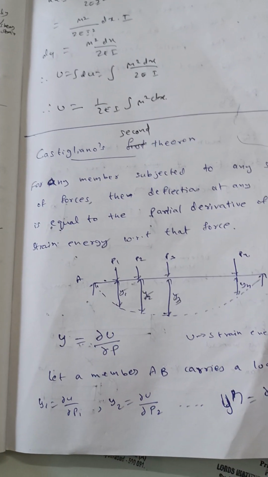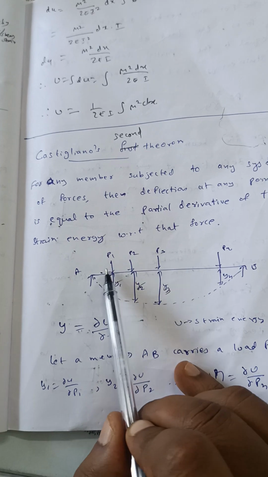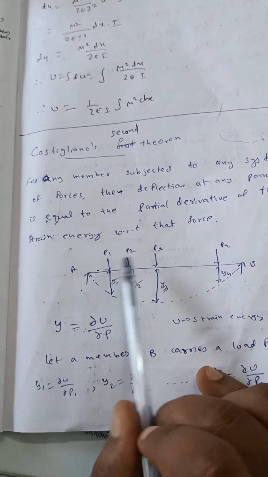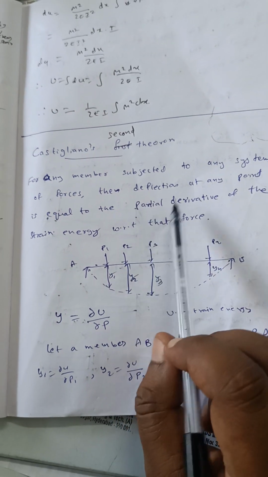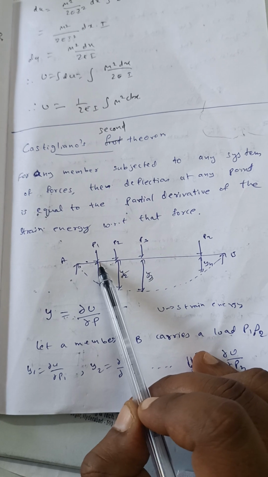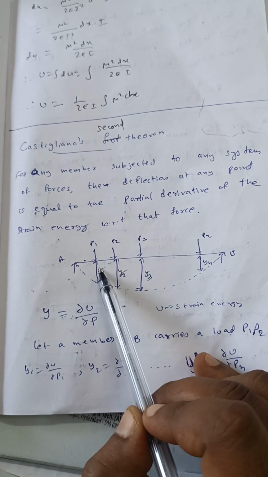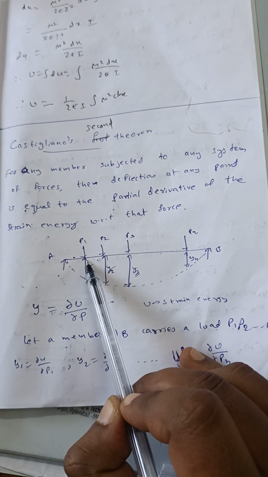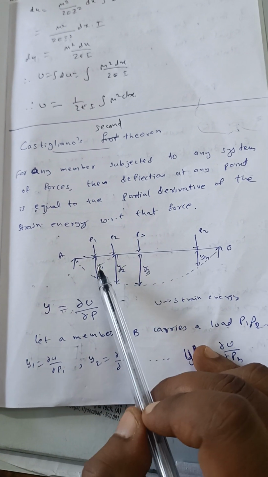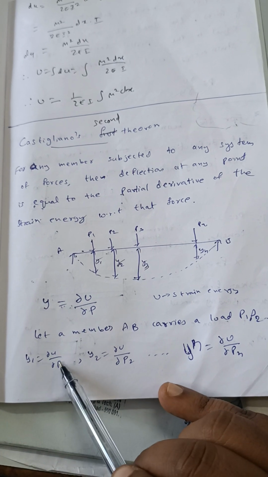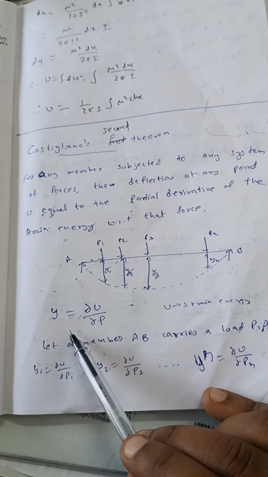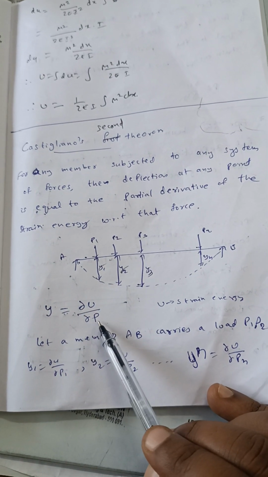Whereas Castigliano's second theorem states that for any member, say this simply supported beam subjected to a system of forces P1, P2, P3, up to Pn, the deflection at any point is equal to, suppose the deflection at this point is y1. So y1 is equal to the partial derivative of strain energy with respect to that force, ∂U by ∂P1. So y1 equals ∂U by ∂P1, y2 equals ∂U by ∂P2, so y equals ∂U by ∂P is Castigliano's second theorem.